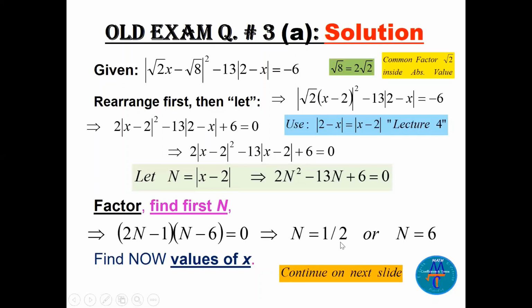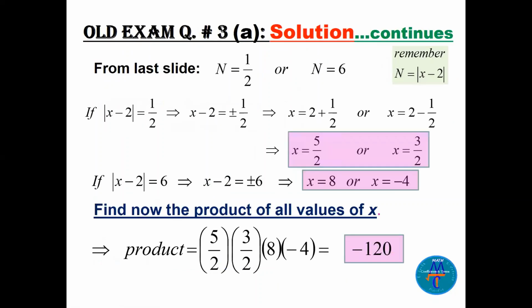Now we need to go back to x to find the values of x. We don't need n, we need x. So remember, n is half or n is 6. Now remember, when we said let n be the absolute value of x minus 2. So I put absolute value of x minus 2 is equal to half, this half here. So x minus 2, this is case number 1, plus or minus half.